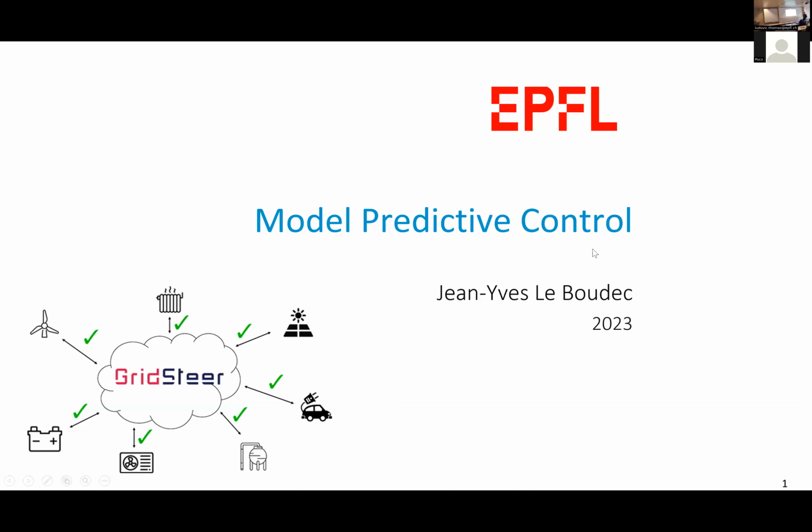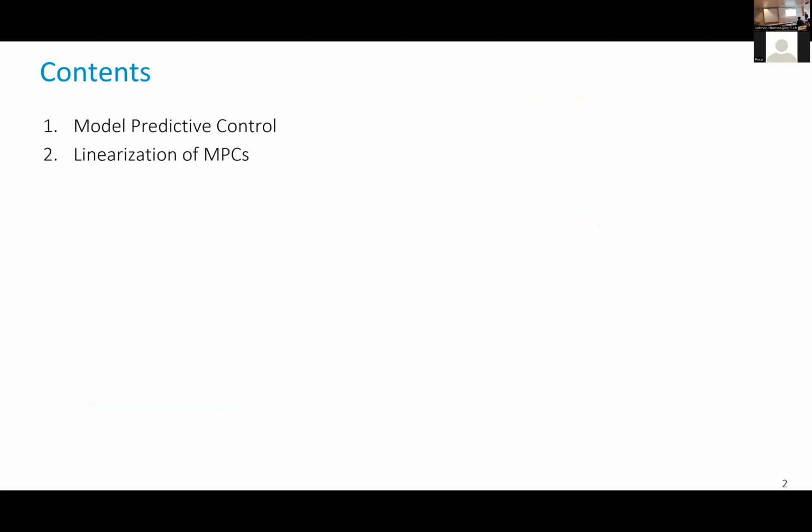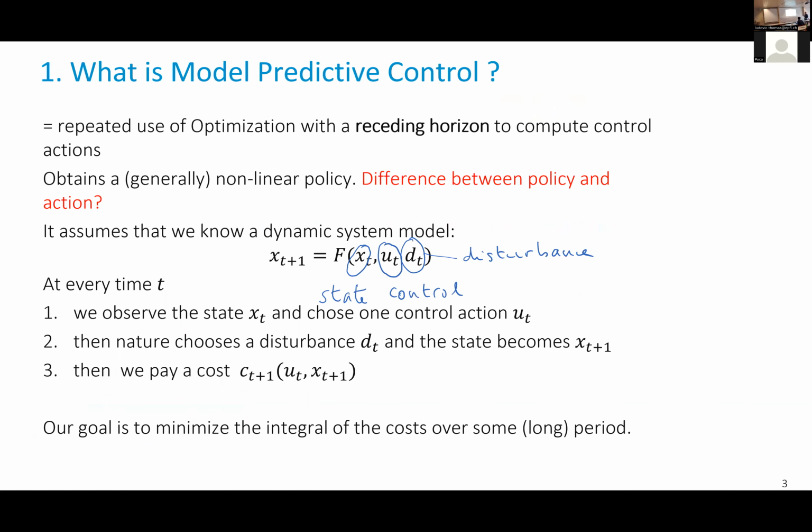So model predictive control is really a technique of choice, which is very, very frequently used in the context of controlling an energy system and in particular a smart grid. The good news is that it's very simple. So we will see what it is. The idea is to have a receding horizon and otherwise to simply solve an optimization problem.